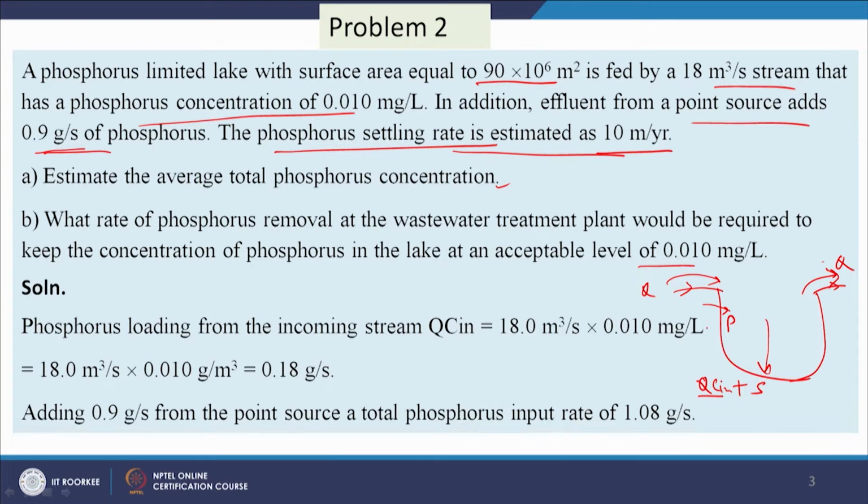So, this phosphorus may come from some solid part. There is no other volume, so then this Q will be there. So, what are we getting?